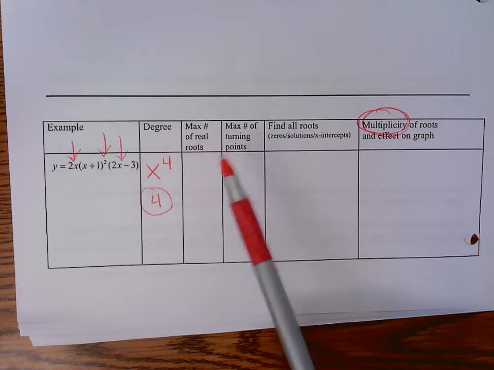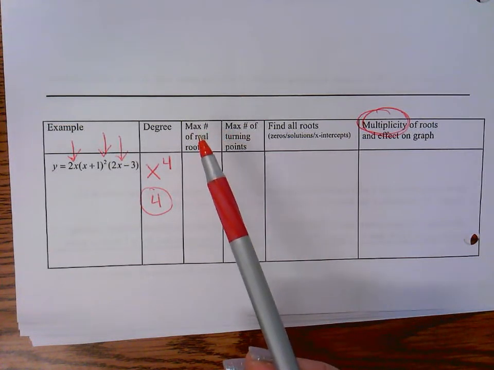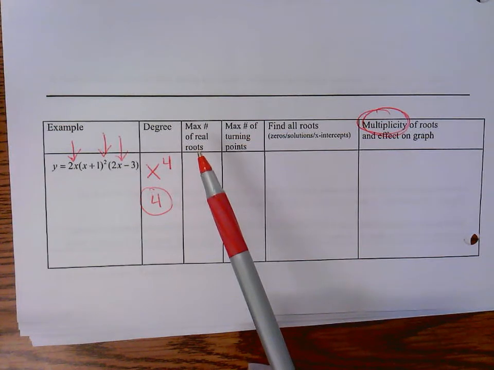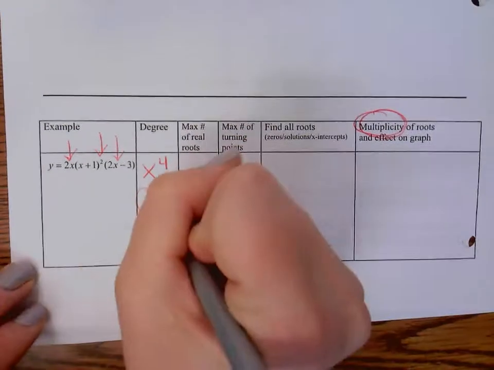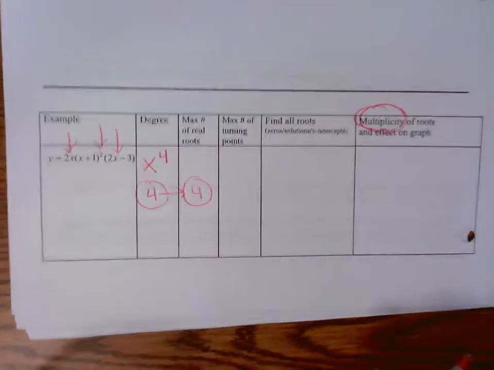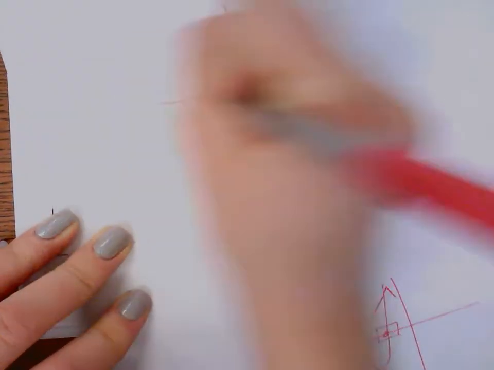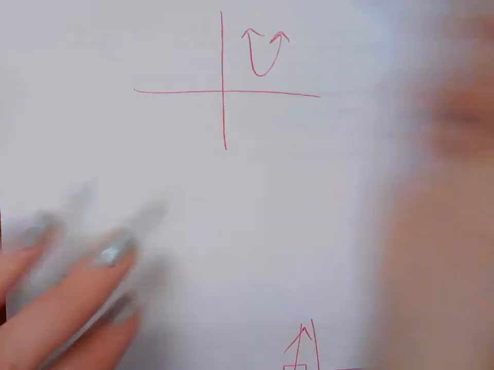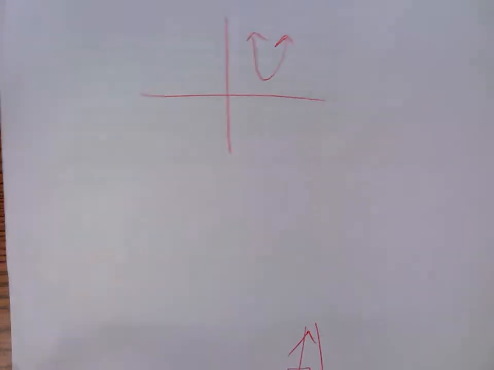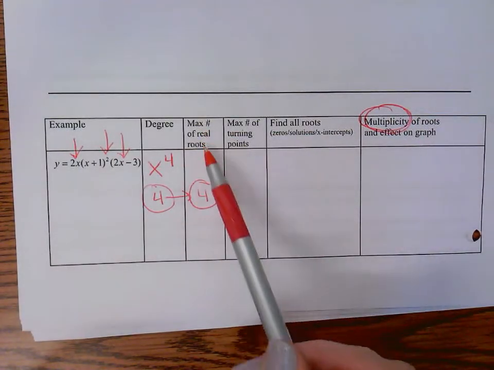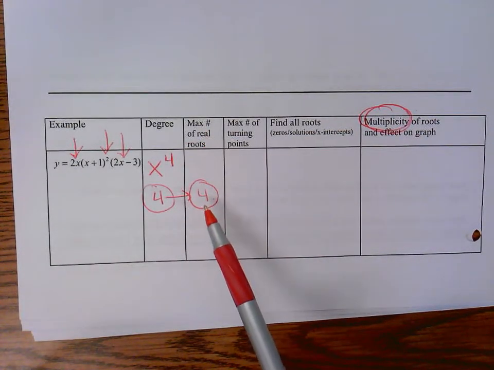And then it says, what would be the maximum number of x-intercepts? Whatever the degree is, tells you the maximum number of x-intercepts. It doesn't tell you there has to be 4 x-intercepts. We know that some polynomial functions actually have 0 x-intercepts. So that's why we say there's a maximum of 4, but there might not be 4.